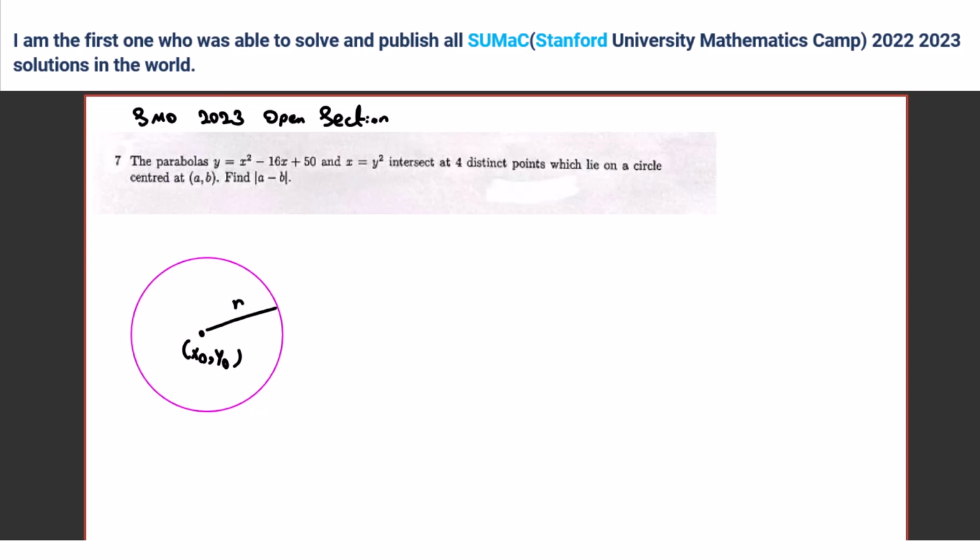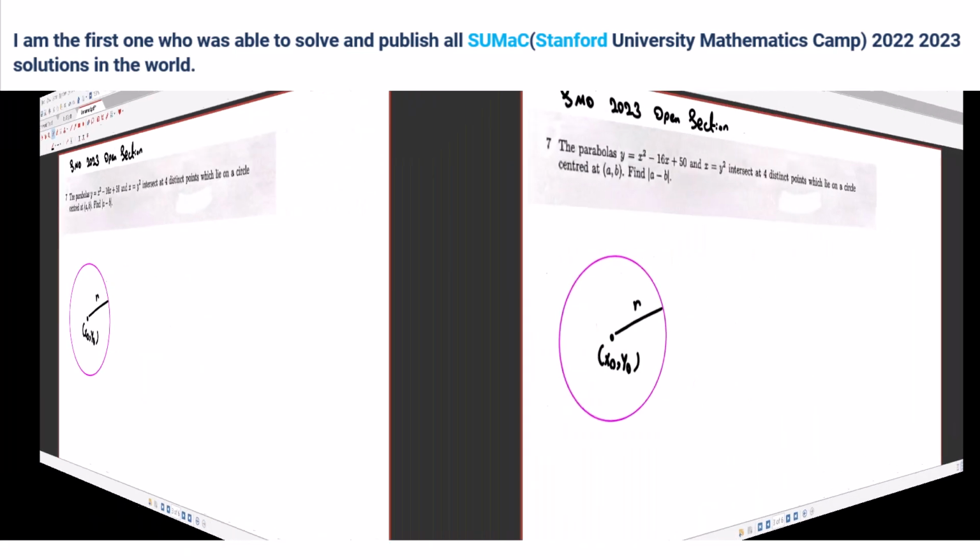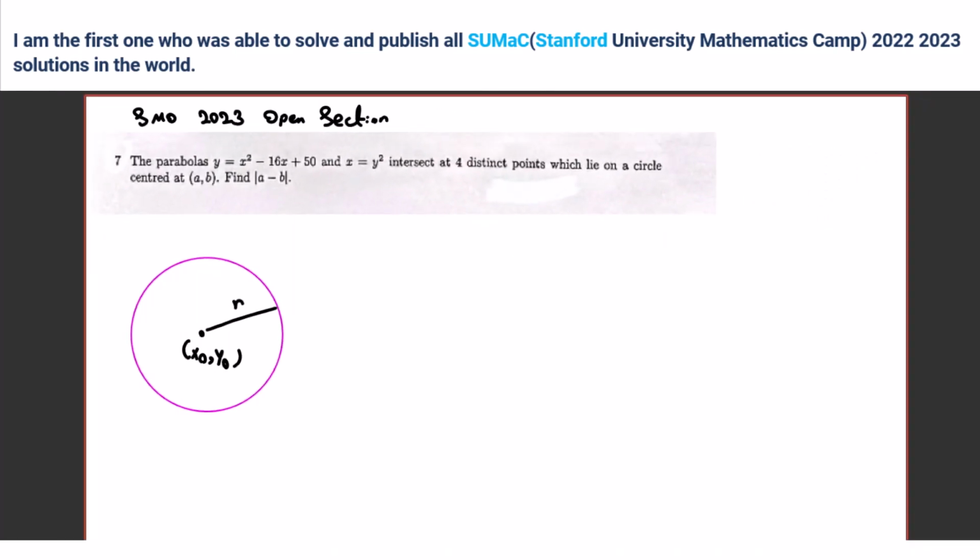Just freezing. It's freezing. You cannot. Go to a spot with better Wi-Fi. Okay. Okay, I'm back. Okay, so equation of this circle is what?